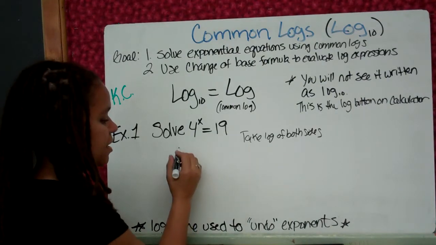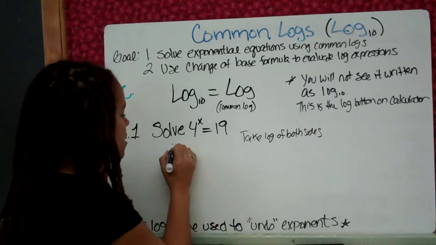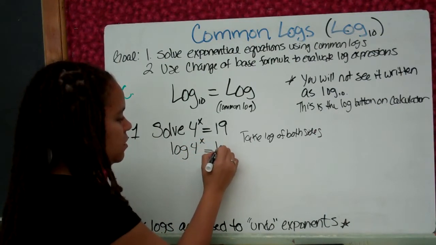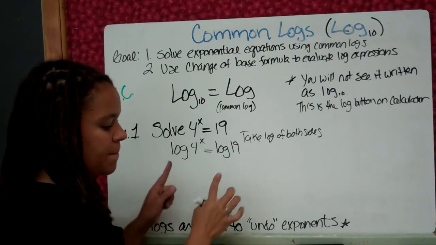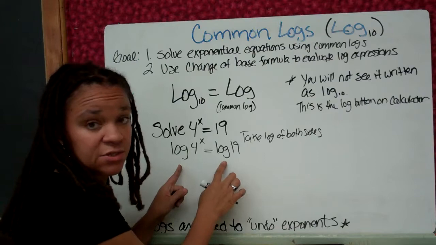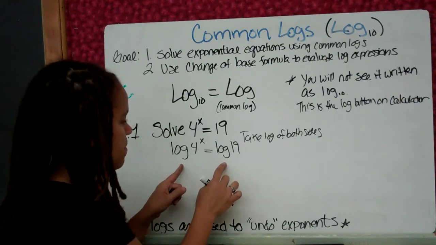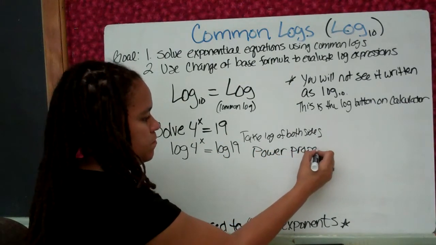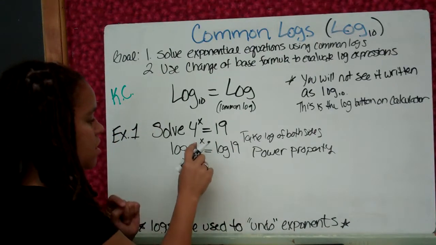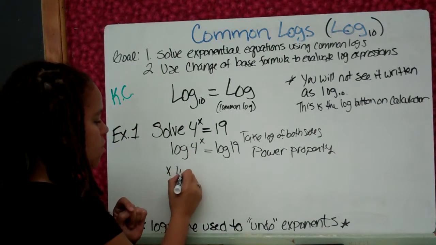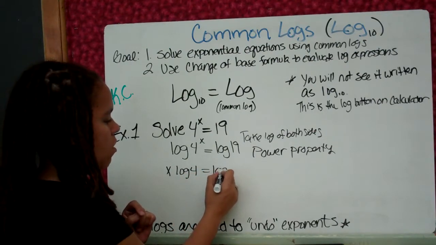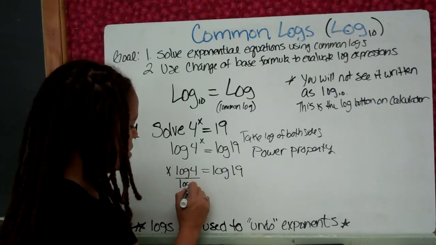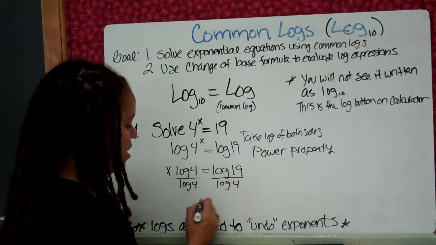So what I'm going to do is take log, and remember if I don't write 10, it's just log base 10. So log of 4 to the x is equal to log of 19. By taking the log of both sides, there's a power property that we can use. Power property is going to bring down that exponent. So now that I have the log, this means x log 4 is equal to log 19. Now we can isolate x just by dividing by log 4, and you should have x.